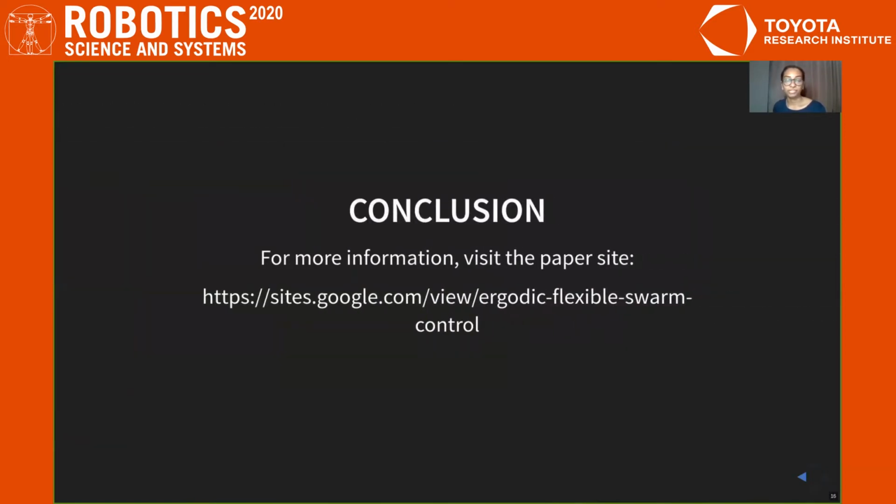Overall, this work presents a novel formulation for swarm control that is dynamically adaptive to environmental information and can accommodate a user's inputs. For more information, media, and access to code, feel free to visit the paper's website page shown here.